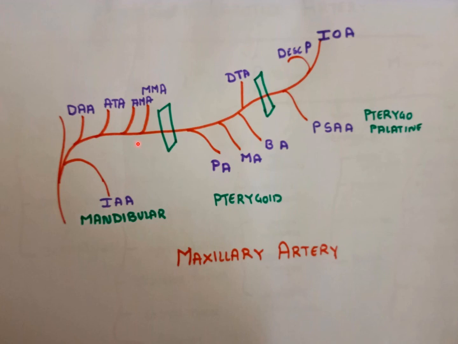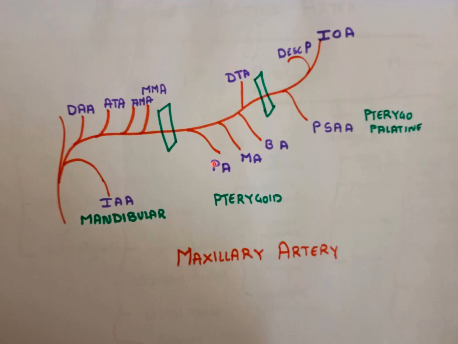The middle meningeal artery is very important. It travels through the foramen spinosum and supplies the meninges of the brain. So these are the branches of the first part of the maxillary artery. The second part, the pterygoid part, is divided into deep temporal arteries, which supply the temporalis muscle.